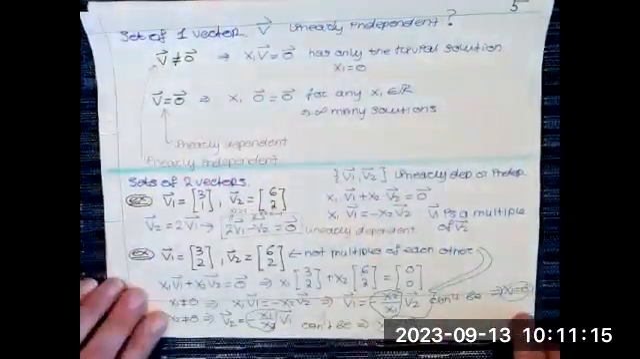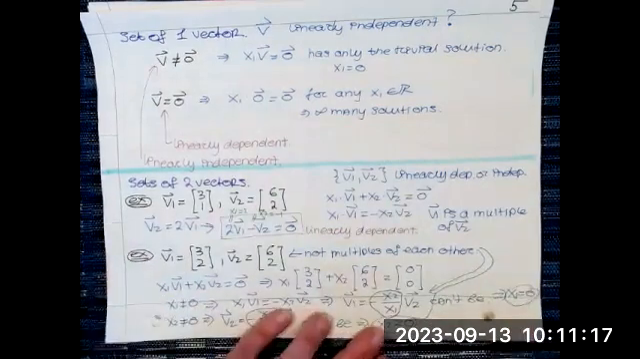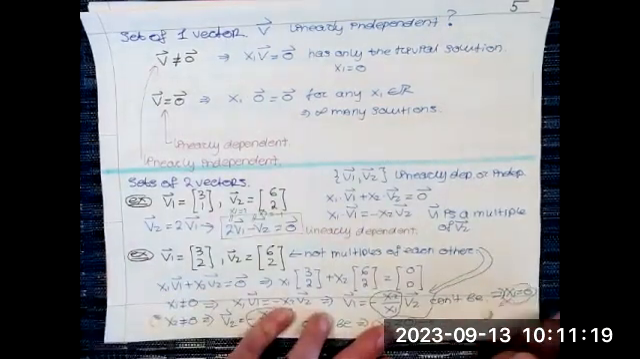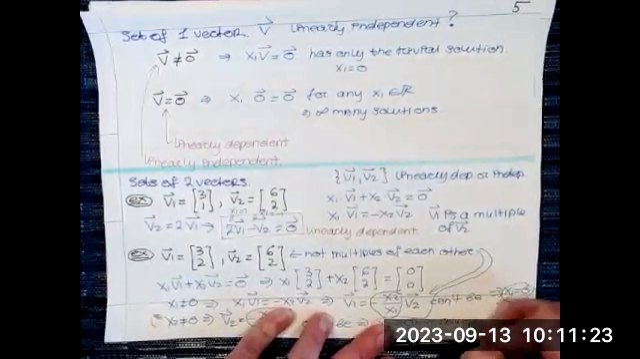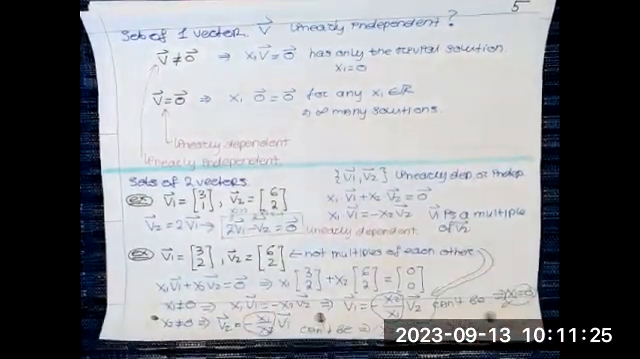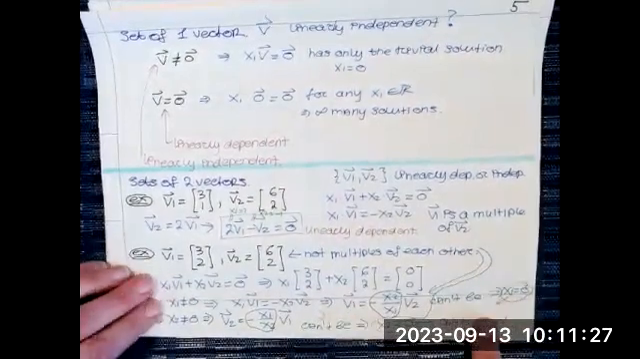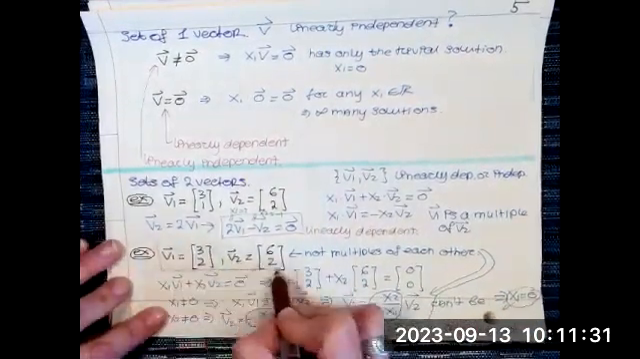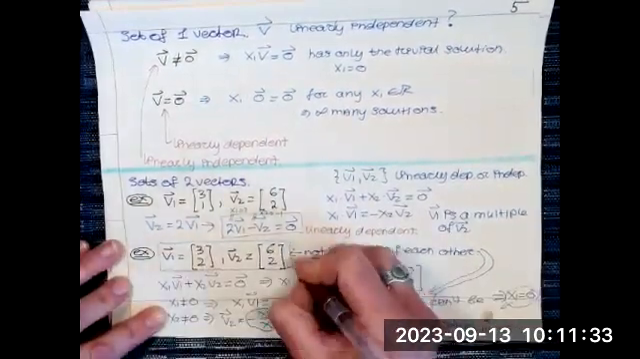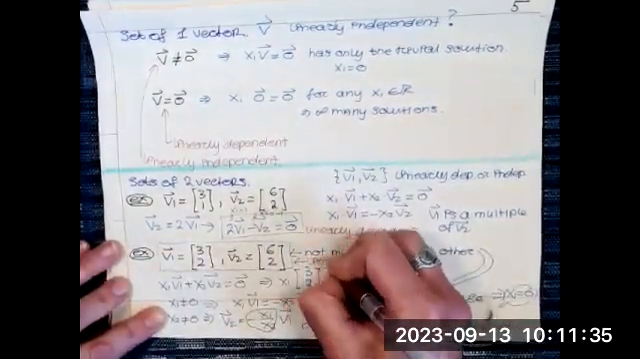And if both x1 and x2 are 0, that would mean that I only have the trivial solution. And since I only have the trivial solution, that would mean that my two vectors here, v1 and v2, must be linearly independent.